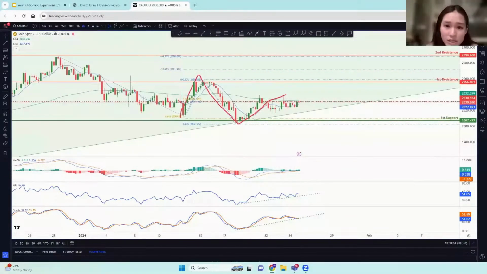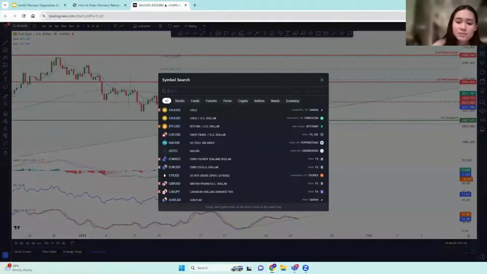Okay, so that's for gold. I think we have time for maybe one more chart. Okay, let's go ahead and look at the Aussie dollar.